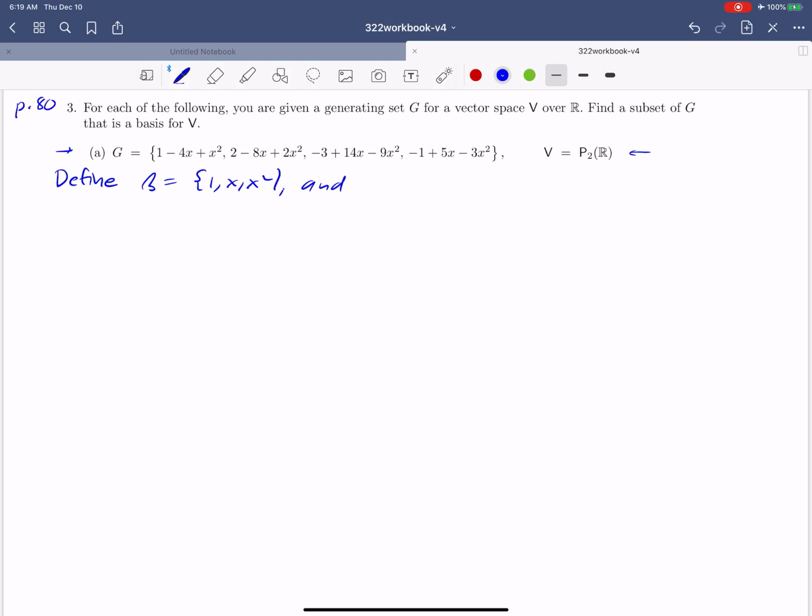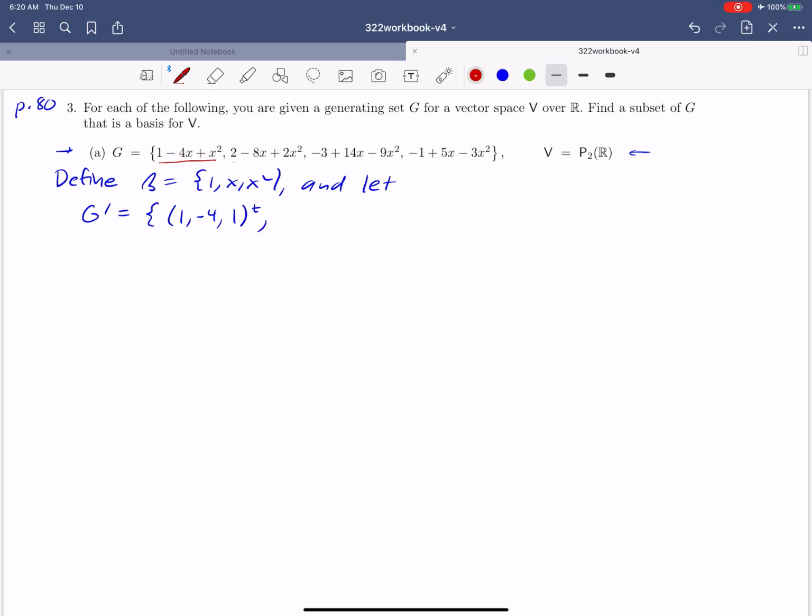And what we're going to do is to define a new set. I'm going to call it G prime, which is going to contain the coordinate vectors of our polynomials relative to this basis. If we start with 1 minus 4x plus x squared, for example, how do we build that as a linear combination of our basis vectors? Well, we would just take 1 times 1 plus negative 4 times x plus 1 times x squared, and so we'd get a coordinate vector that looks like 1, negative 4, and 1.